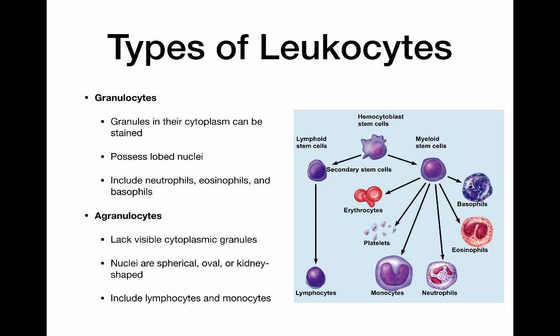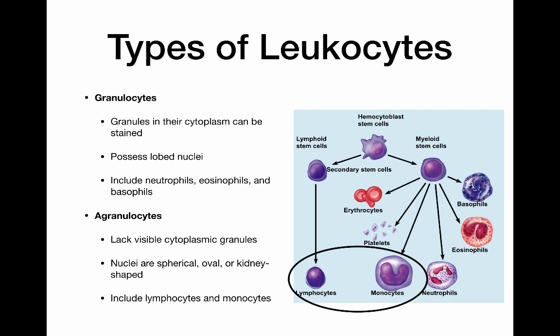And then while we're on this slide, those are the granulocytes and those are the agranulocytes. You notice that hemocytoblast at the top. All blood cells are going to differentiate ultimately from that cell. And then from there, we differentiate into either a myeloid stem cell or a lymphoid stem cell.